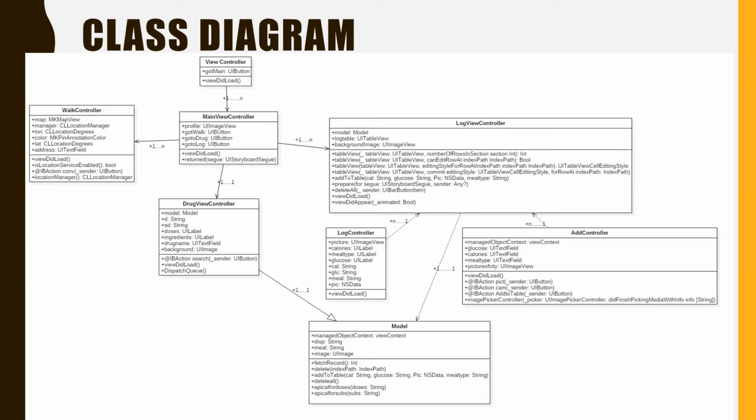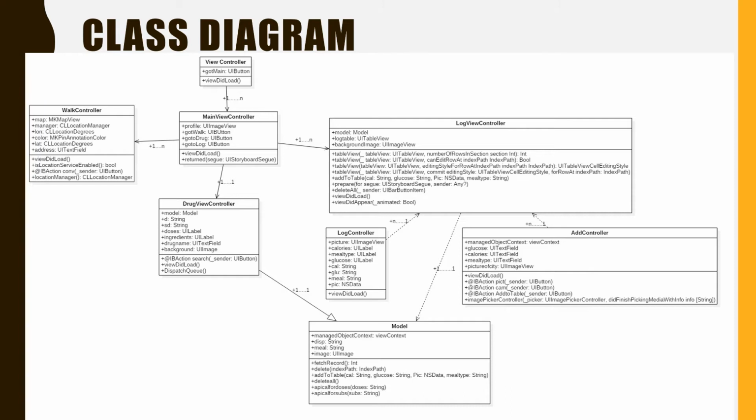So this is my class diagram. The way it works is you get to the main view, which is just the UI for you, and then it shows you the logo and other information, just makes it look pretty. And then you go to the main controller, which has three buttons, right? And the three buttons go to three different views.